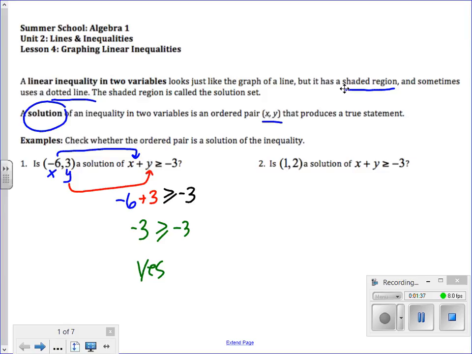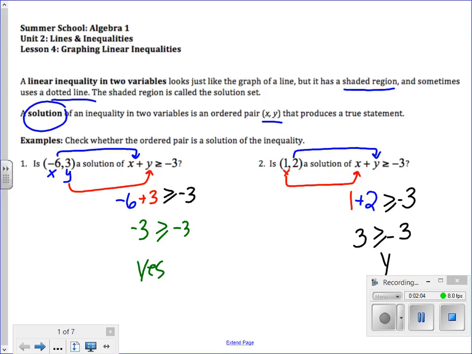I'm going to do the same thing on the right here. I want to know, is (1, 2), where 1 is an x value that goes in for x, a solution to the same inequality? So I put 1 in for x and get 1 + 2. I want to know, is that greater than or equal to -3? Well, 1 + 2 is 3, and 3 is definitely greater than or equal to -3. So yes, both of those points are what we would call solutions to the inequality.